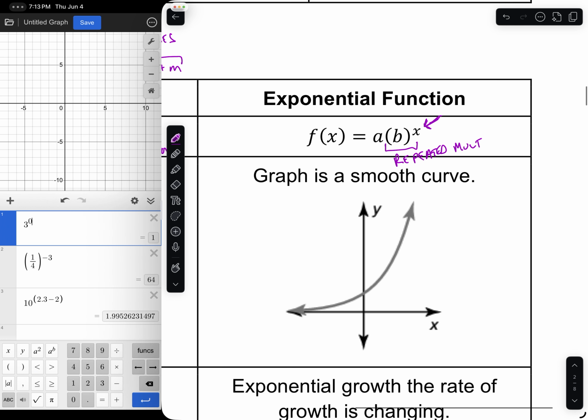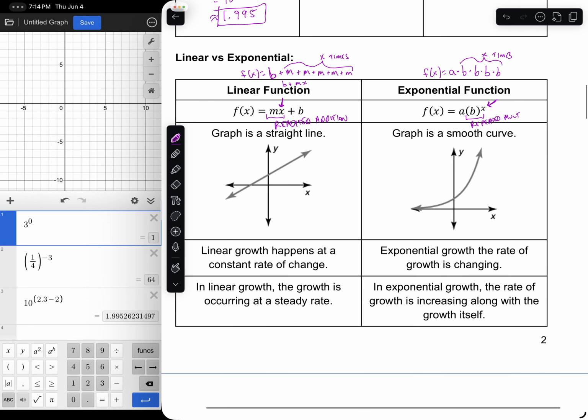Here, for exponential functions, to compare and contrast, we have our starting value a, and then we multiply b times b times b times b, and we're not going to specify how many times. We're just going to say x times. So here we might start with an amount of 4, and then we're just going to multiply by 3 and multiply by 3 and multiply by 3 over and over and over, and that makes an exponential.